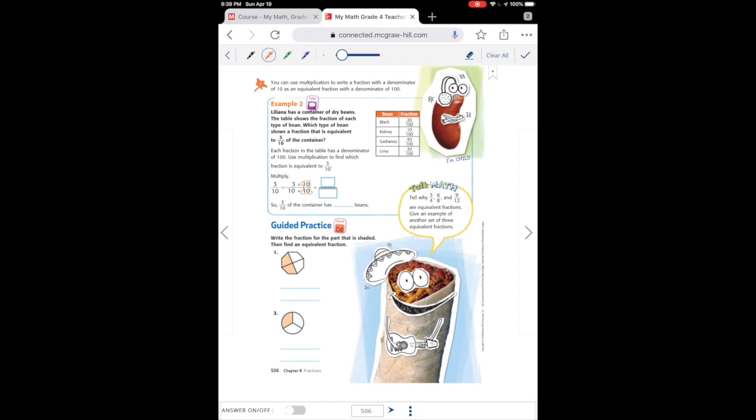Example 2. Leanna has a container of dry beans. The table shows the fraction of each type of bean. Which type of bean shows a fraction that is equivalent to 3/10 of the container? Each fraction in the table has a denominator of 100. Use multiplication to find which fraction is equivalent to 3/10. So multiply, we know that 10 is a factor of 100, so we're going to try and get to 100. I know that 10 times 10 equals 100, so I'm going to multiply my numerator and my denominator by 10.